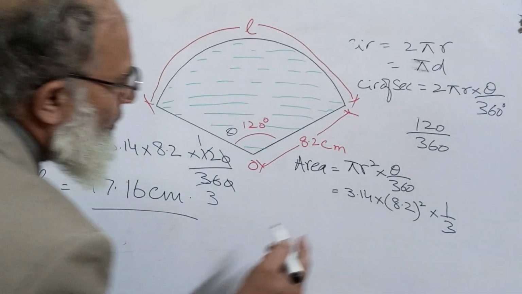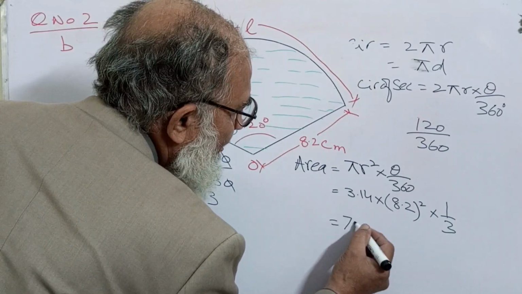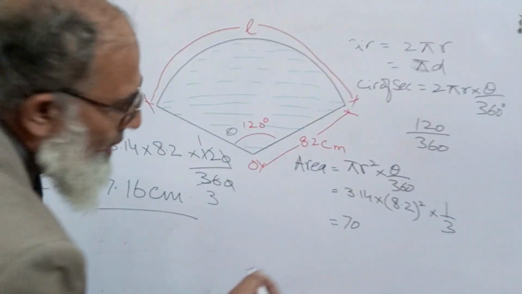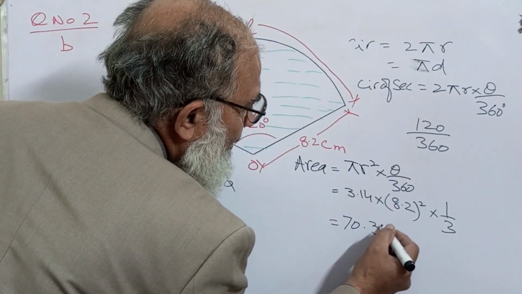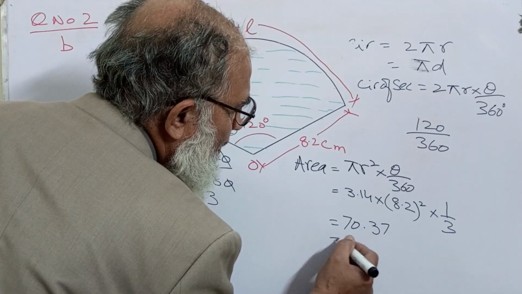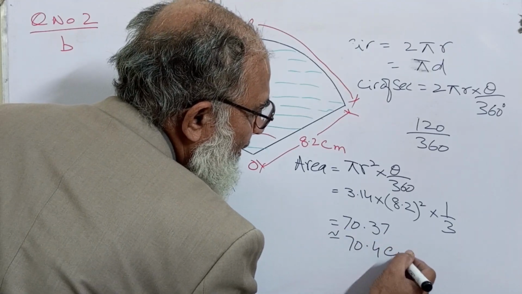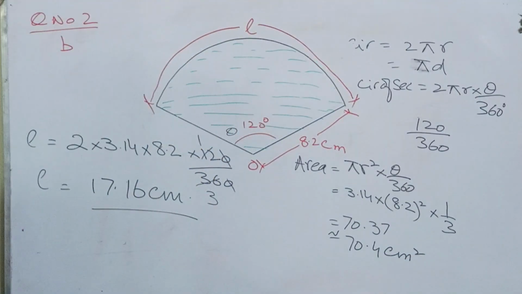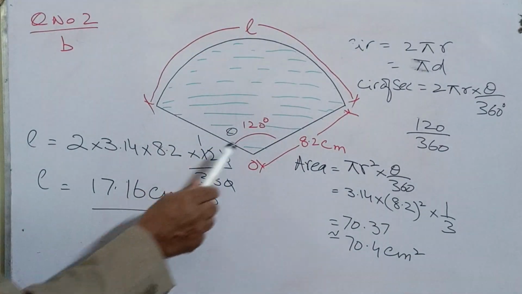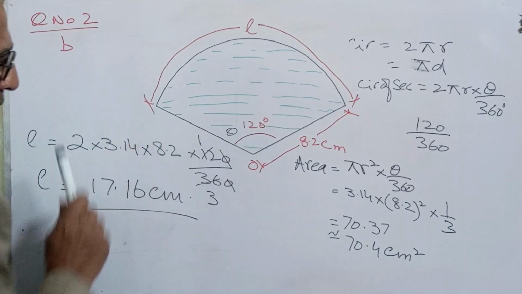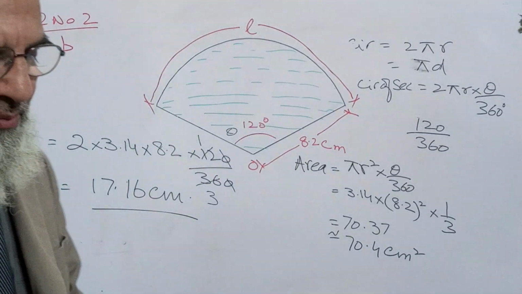It is equal to 70.37, or merely equal to 70.4 centimeter square. This area is 70.4 centimeter square.